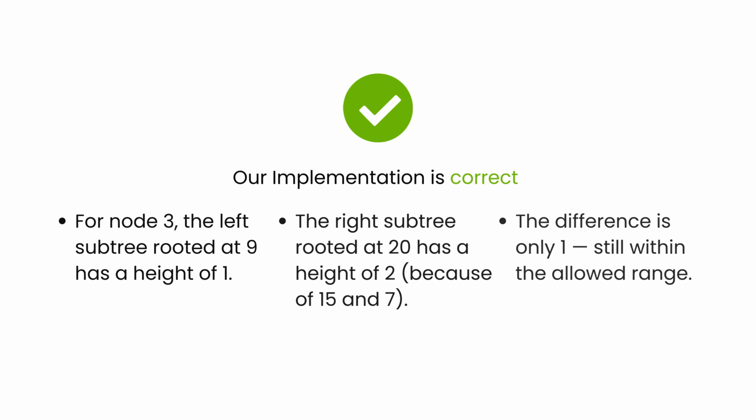For node 3, the left subtree rooted at 9 has a height of 1. The right subtree rooted at 20 has a height of 2, because of 15 and 7. The difference is only 1, still within the allowed range. Every other subtree is also balanced. Output: true. And that's exactly what our function returns, true.